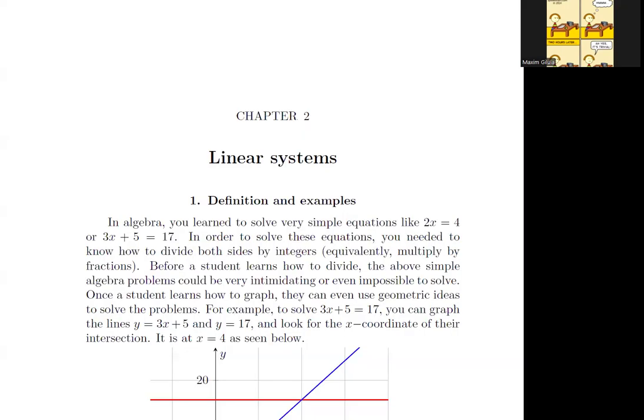Hi, everyone. Today we'll be talking about linear systems and how to use matrices to solve them. So let's start with a definition of what a linear system is and some examples.